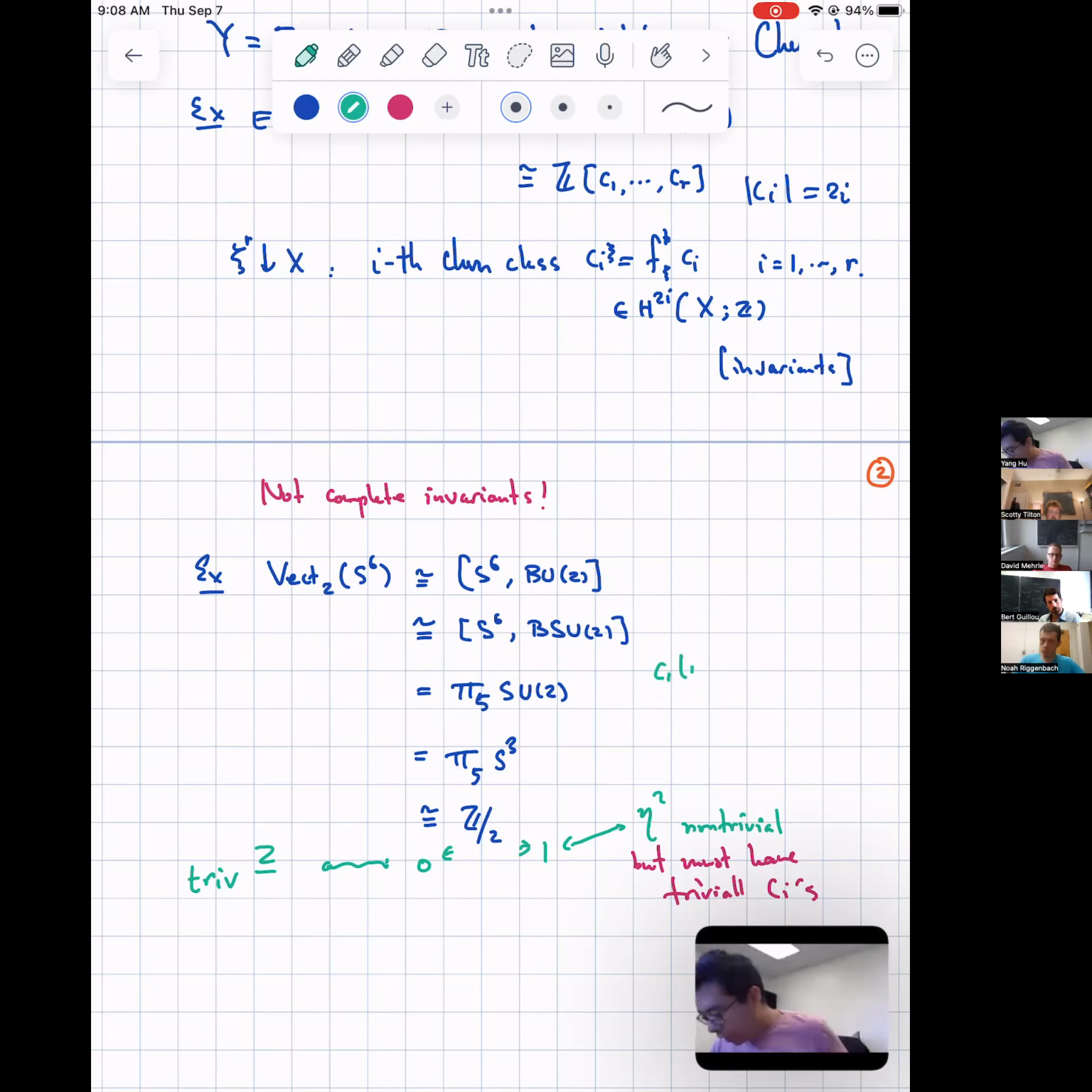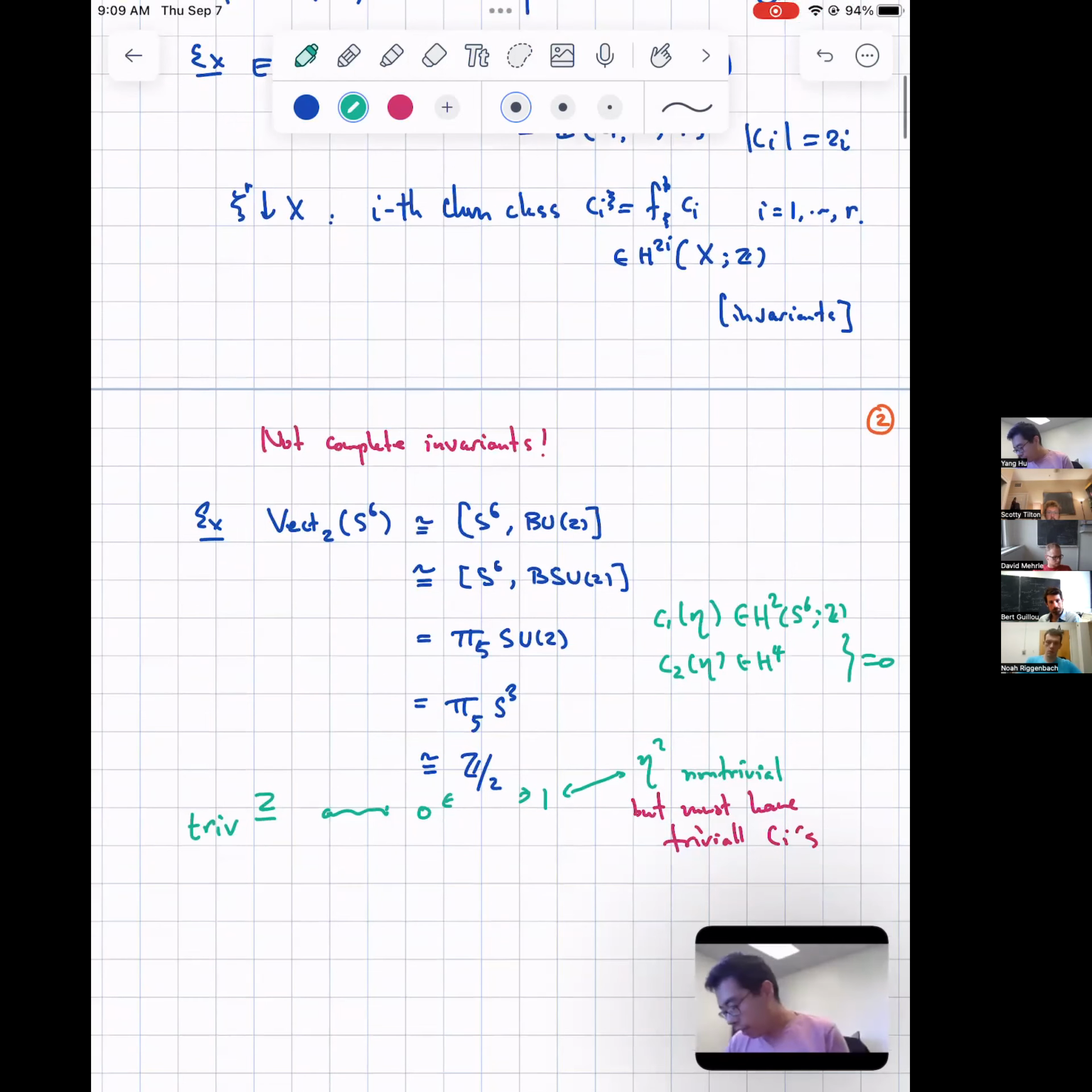Right, because the first Chern class of this bundle lives in degree 2 cohomology of the 6-sphere, and the second Chern class lives in degree 4 cohomology, and both groups are 0. We have a non-trivial bundle, but this bundle must have all Chern classes vanish. So we see that Chern classes fail to be complete invariants. There are lots of non-trivial bundles having trivial Chern data. And what motivates our study is to measure this failure precisely.